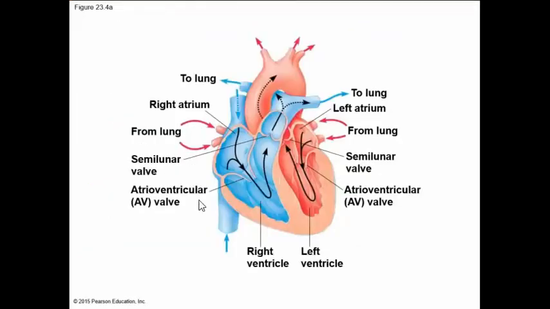Now, there's a set of valves between each atrium and each ventricle. These are called atrioventricular valves. They're located between each atrium and each ventricle. There's one on the right side called the right AV valve, one on the left side. Now, when blood leaves a ventricle, either on the right side or the left side, it has to pass through a semilunar valve. The one on the right side is the pulmonary semilunar valve. The one on the left side is the aortic semilunar valve.